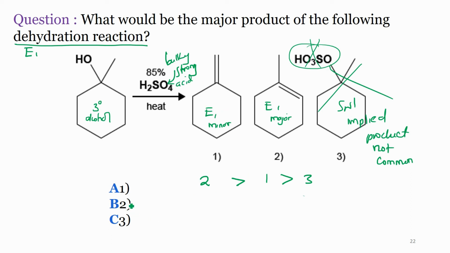So I agree. Two is going to be the major product overall. It happens to be E1. SN1 does not show up. I've explained why.